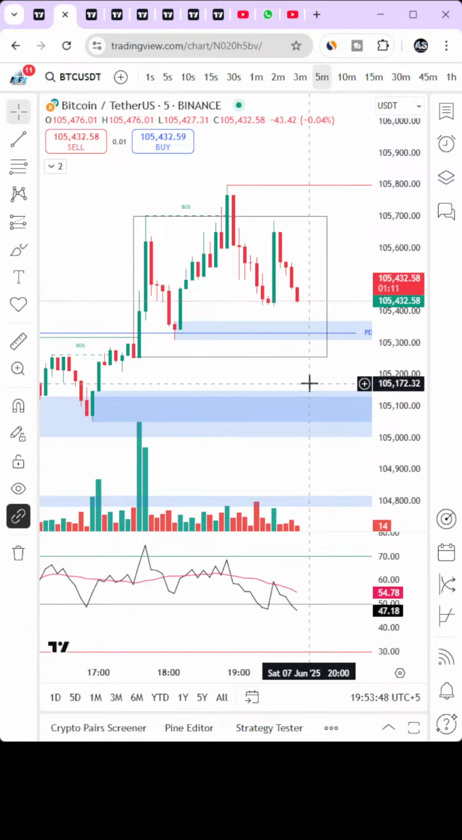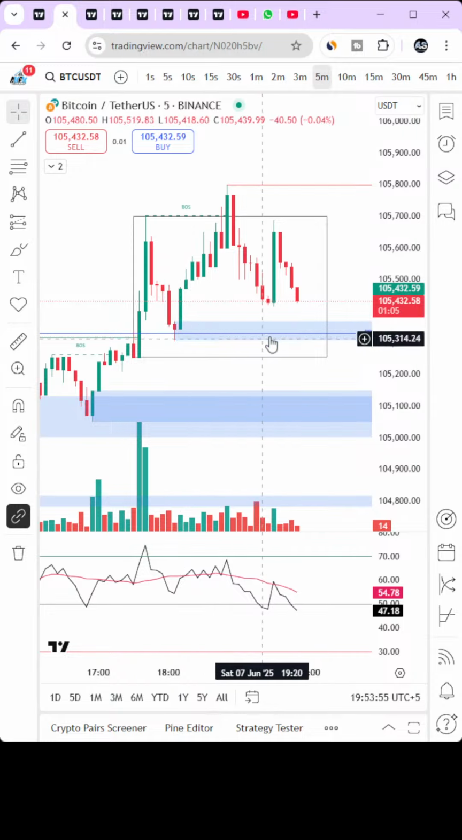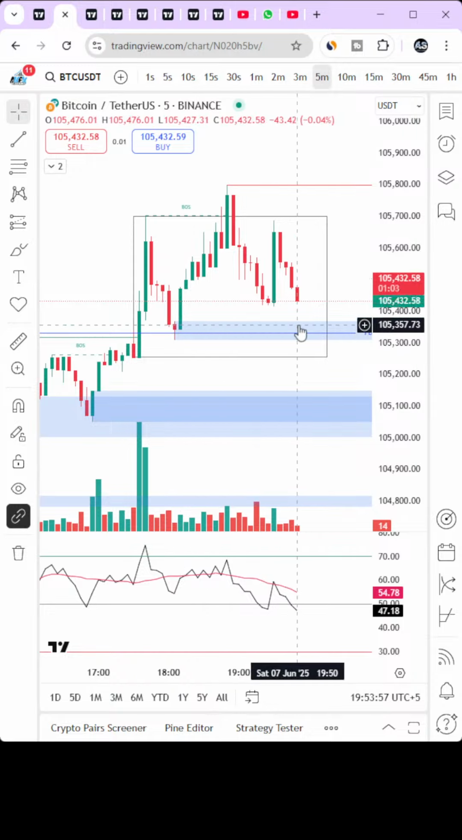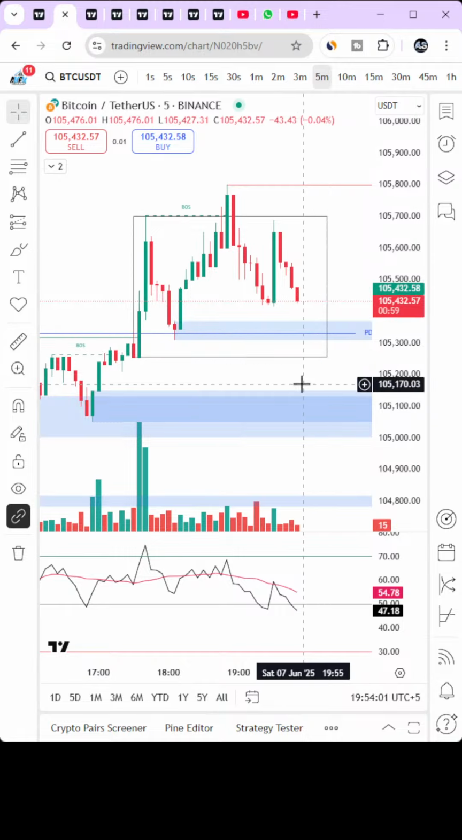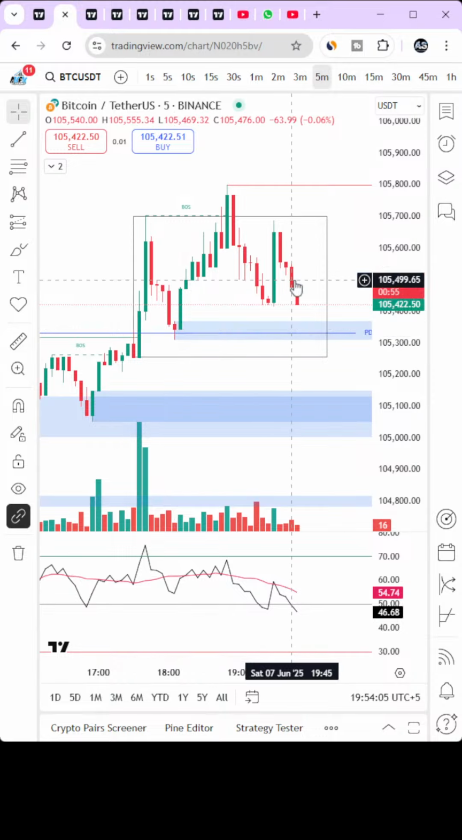Buyers seem strong, but we have to watch this level. Now this is the fair value gap and order block level. If the market does not break this level, it can go up from this fair value gap and order block level. Now we have to wait for this order block and fair value gap. So let's see what happens.